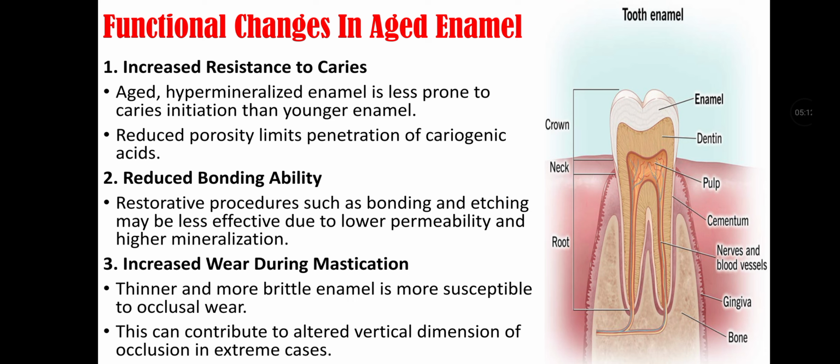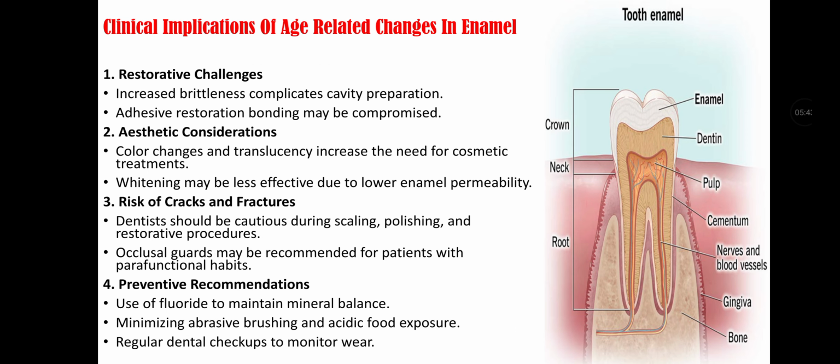Increased resistance to caries: age-related hypermineralized enamel is less prone to caries initiation than younger enamel. Reduced porosity limits penetration of cariogenic acids. The second functional change is reduced bonding ability, as restorative procedures such as bonding and etching may be less effective due to lower permeability and higher mineralization. The third change is increased wear during mastication, as thinner and more brittle enamel is more susceptible to occlusal wear, and this can contribute to altered vertical dimension of occlusion in extreme cases.